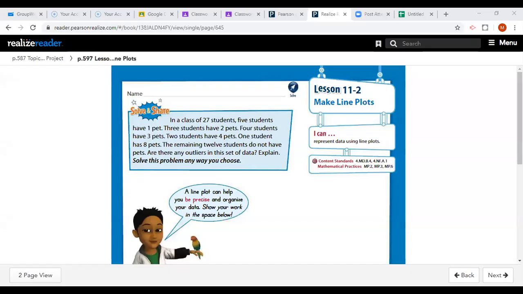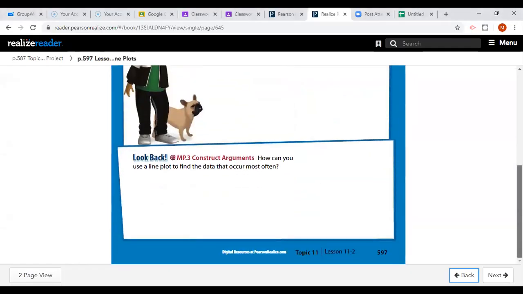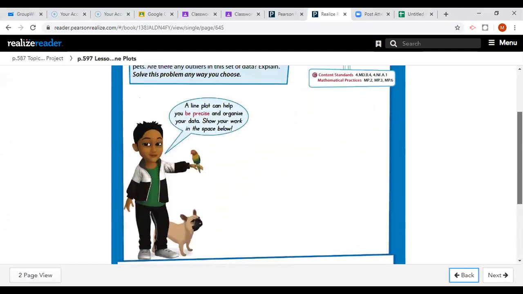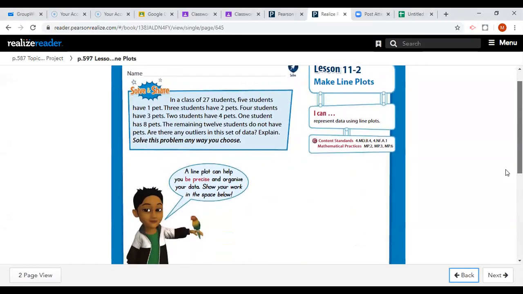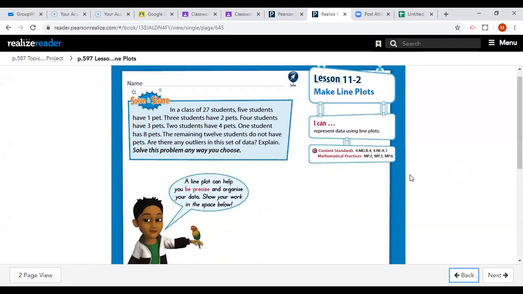And I am on page 597 in your math book. And today we are making line plots. If you remember last time we met, which was Thursday, we were reading line plots, and we know that a line plot is a way to represent data on a numbered line.